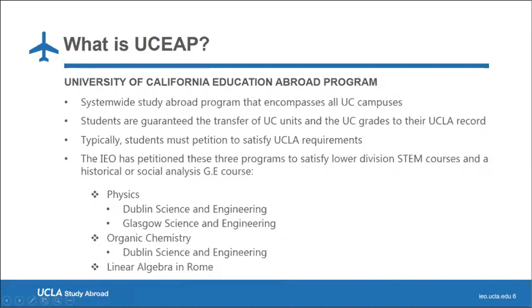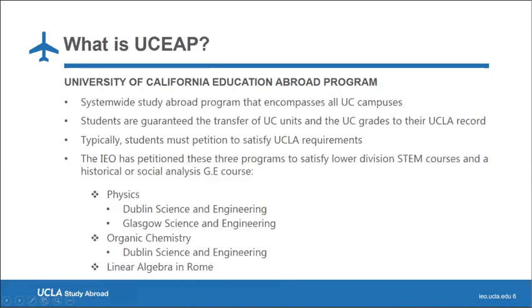Our office, the IEO, has petitioned 3 specific programs that will help you satisfy lower division STEM requirements. This is for physics, for OChem, and linear algebra. And then we have also petitioned to satisfy a potential historical or social analysis GE.